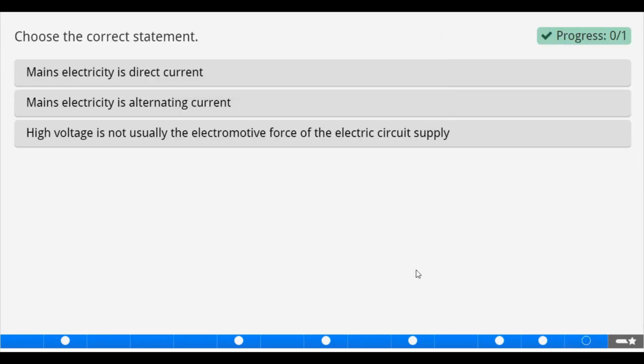Now, before we go, let's deal with the correct statement. Mains electricity is direct current. No. Mains electricity is alternating current. Yes. Now, the third statement, high voltage is not usually the electromotive force of the electric circuit supply. This is wrong. High voltage is the electromotive force of the electric circuit supply. It is the total voltage that goes through an electric circuit. So mains electricity is alternating current. That is the correct statement.